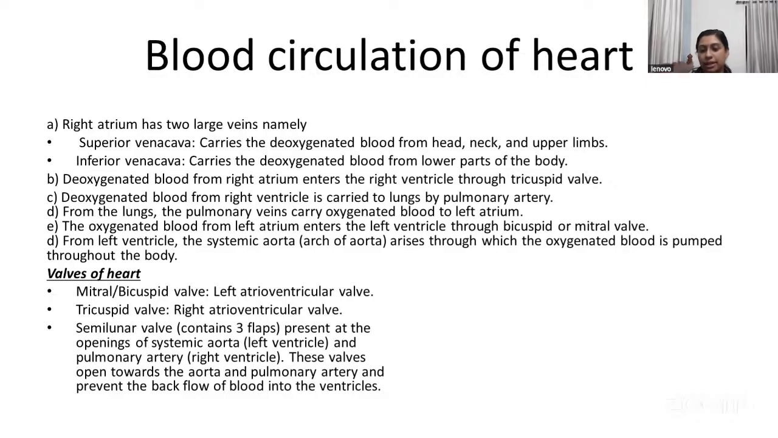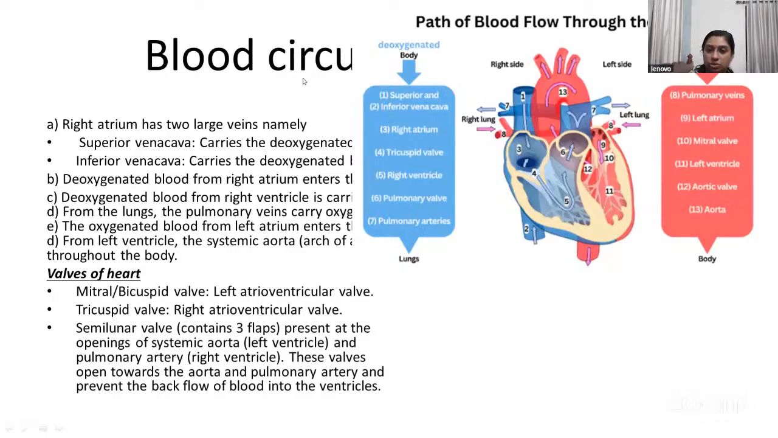That's the main crux of the cardiac pumping, or the blood circulation of the heart. We have the mitral or the bicuspid valve between the left atrium and the left ventricle, and the tricuspid valve between the right atrium and the right ventricle, and we have semilunar valves which are associated with the pulmonary artery and the arch of aorta. Okay. These valves prevent the backflow of blood. Okay, so this is what I have already mentioned. This is the path of blood flow through the heart.